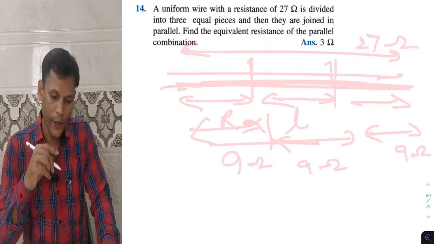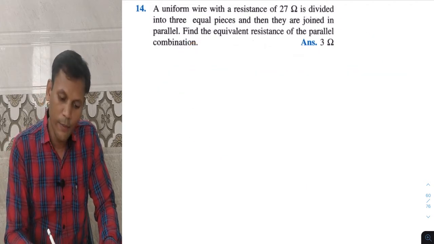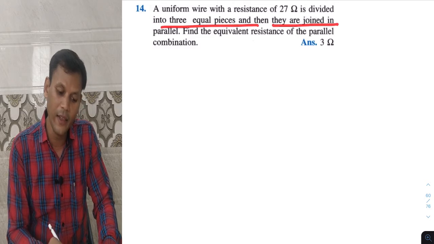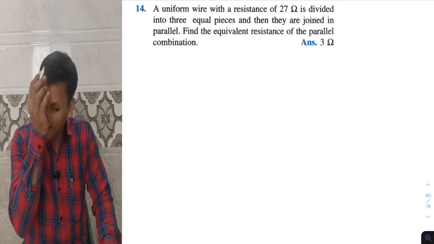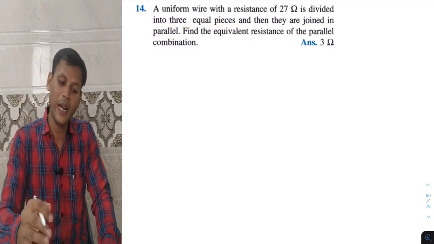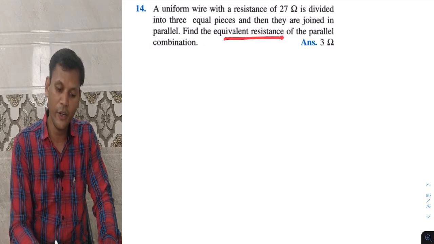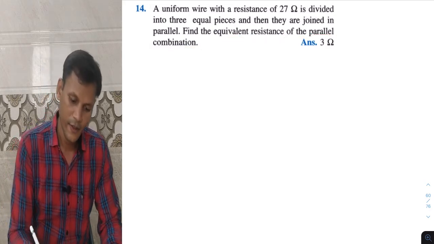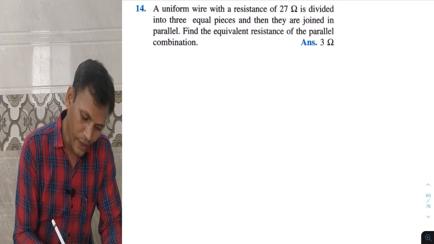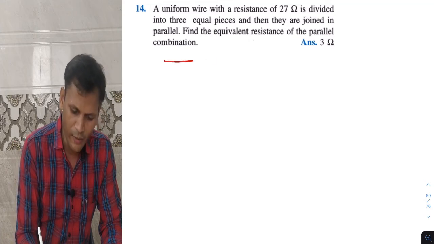Okay, divided into 3 equal pieces, and then they are joined in parallel. So parallel में रहेगा तो 9 ohm, 9 ohm and 9 ohm, ये तीनों parallel में रहेगा. फिर पूछा है कि find the equivalent resistance. So we can write, एक छोटा सा diagram draw कर लेते हैं.